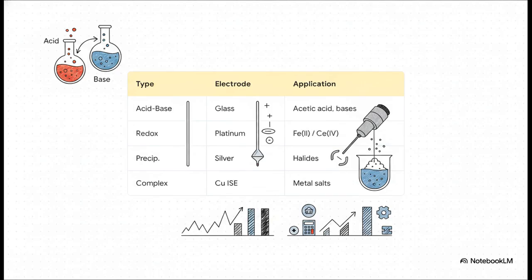A silver electrode is the gold standard, or, well, silver standard, for dropping out halides in precipitation. And those specialized copper ion selective electrodes, they handle the intricate chelometric complexation methods. By pairing the exact right electrode with automated derivative calculations, modern labs are achieving unparalleled precision today.